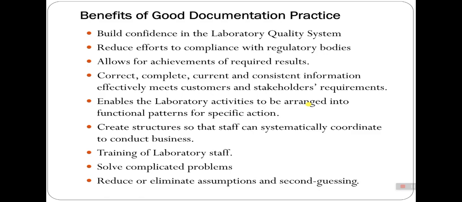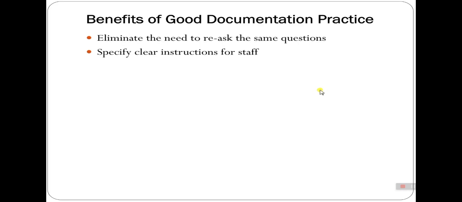It helps solve complicated problems. Records can solve complicated problems and reduce or eliminate assumption and second guessing, right? If someone is having any problem, we will not guess, we will just take out the records and see the problem through our document, and we will get to know. So there will not be any chance of assumption and guessing, right? Is it clear to you?